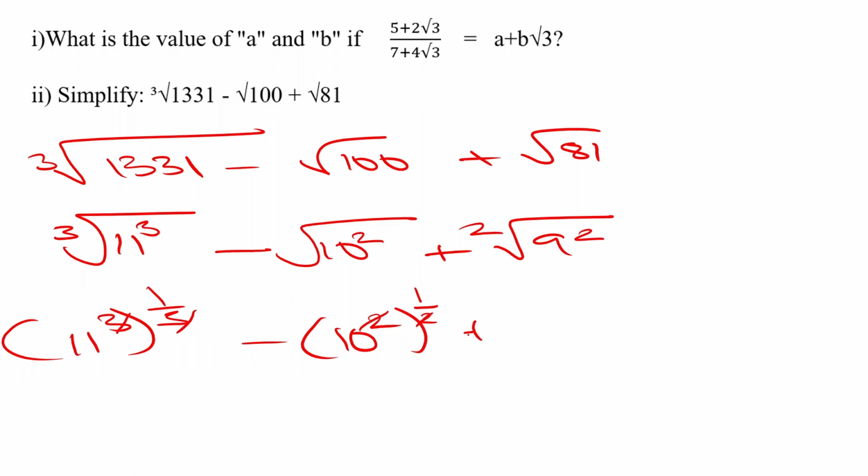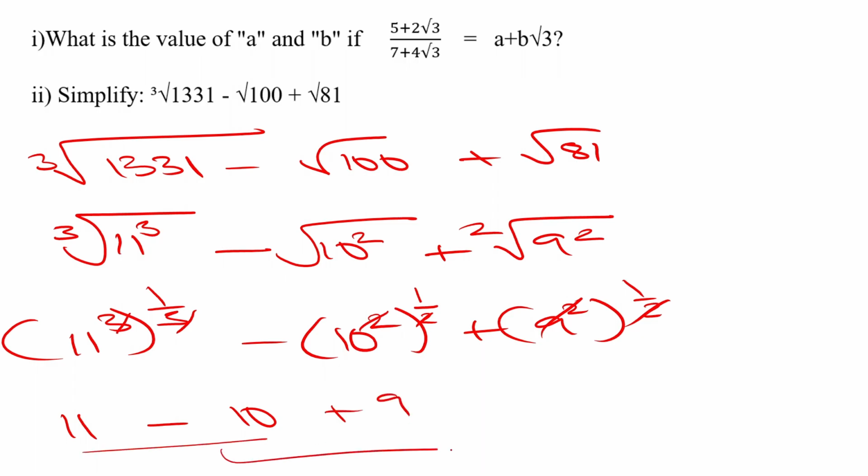And then 9 square, 1 by 2. So what you're getting is 11 minus 10 plus 9. 11 minus 10 is equal to 1, and then plus 9. So you're going to get the value as 10.